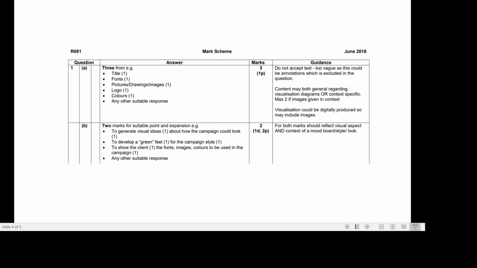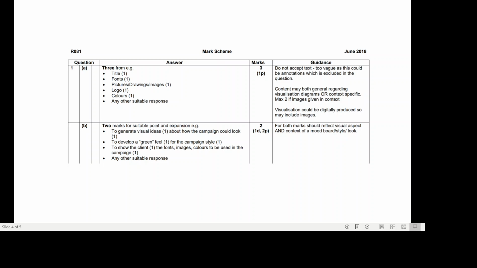So it could have title, fonts, pictures, drawings, images. Notice that they all just get you 1 mark. Logo, colours, and any other suitable response. For question 1B, both marks should reflect the visual aspect and context of a mood board, style and look. So 2 marks for a suitable point and expansion.